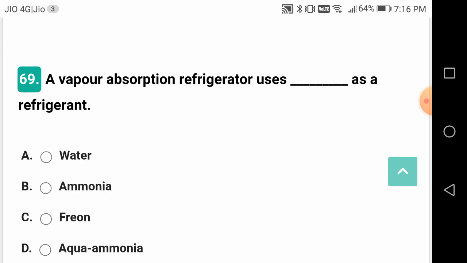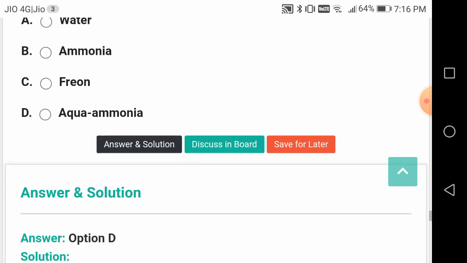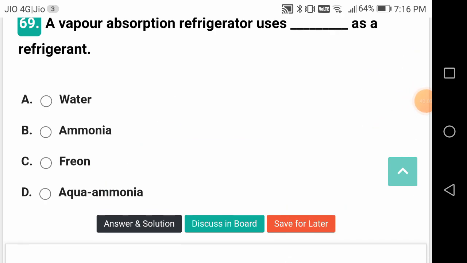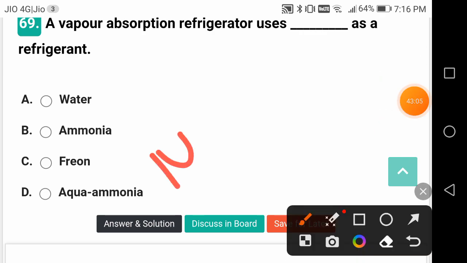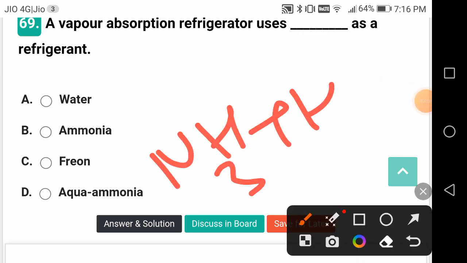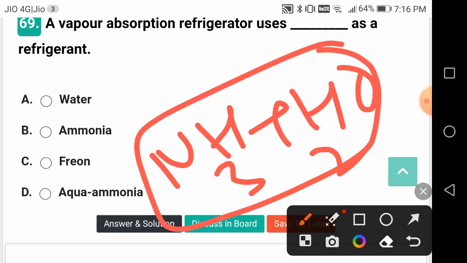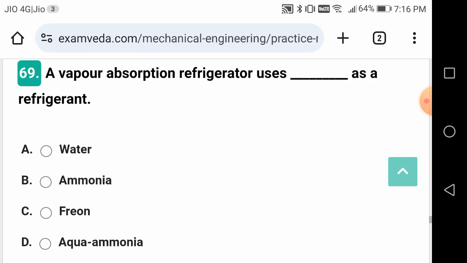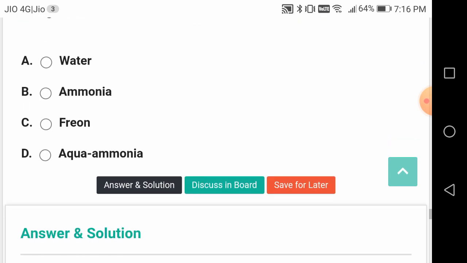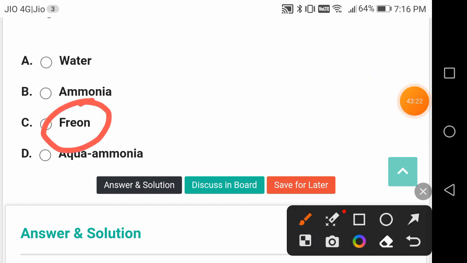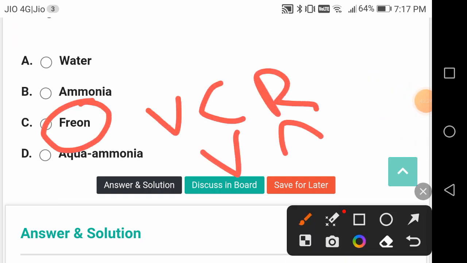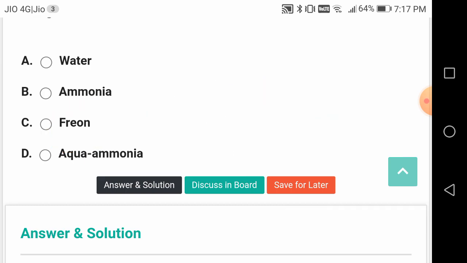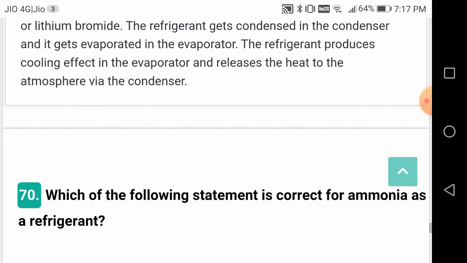A vapor absorption refrigerator uses dash as a refrigerant. Aqua ammonia, that means a mixture of water and ammonia, NH3 plus H2O. It is a combination. Neither water nor ammonia nor Freon, but a combination of aqua and ammonia. Freon will be used in vapor compression refrigerator, VCR, and in VAR, the refrigerant is aqua ammonia. Ammonia and water. Aqua means water.